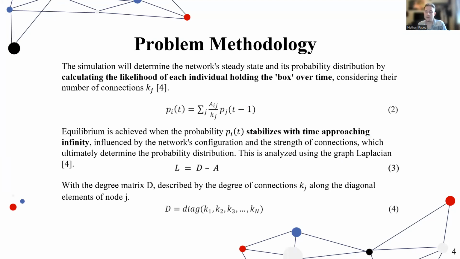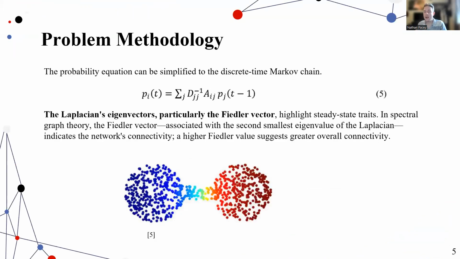Now, when we take this time towards infinity, we notice that it comes to a steady state solution, or an equilibrium. And this equilibrium tells us the probability of that final node receiving that box. There's also some impacts of the graph Laplacian, which is defined as D minus the adjacency matrix, where D is the diagonalized number of connections from each node. So we can actually redefine our probability as the discrete time Markov chain using that.